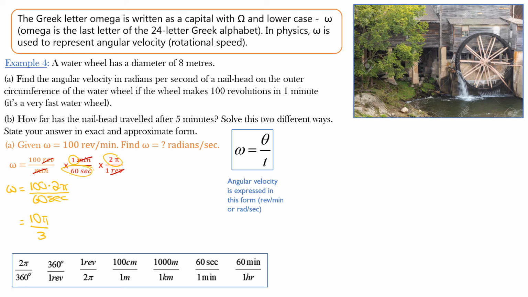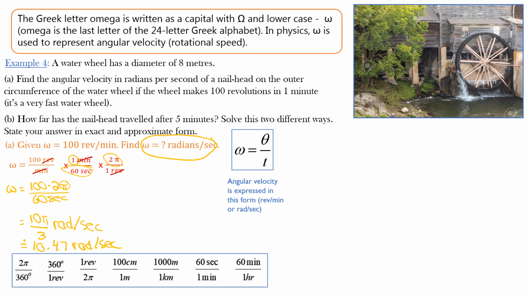And our units: the pi tells us that we're in radians, and the unit in the denominator is seconds, and that's what the question asked for. Radians per second. An approximate answer would be 10.47 radians per second. So that's part A. That one was just an exercise in conversion.